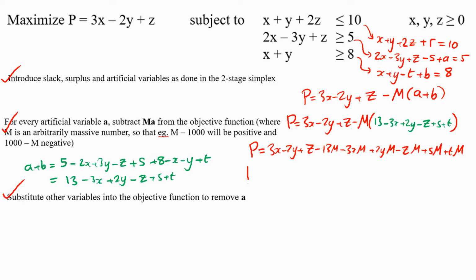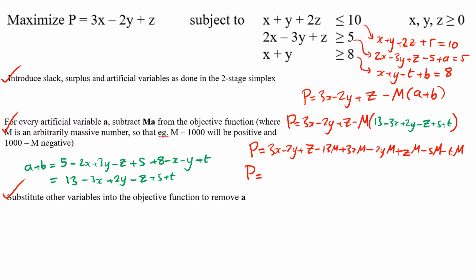And then the last thing we want to do to make this easy, well, second to last thing, is collect our variables together. So there's some mistakes I've made there, isn't there? So my signs, I've got to bear in mind that I am multiplying by minus M. I'm not just multiplying by M. So it's going to be not just minus 13M, sorry, it's going to be plus 3xM minus 2yM plus zM minus sM minus tM.